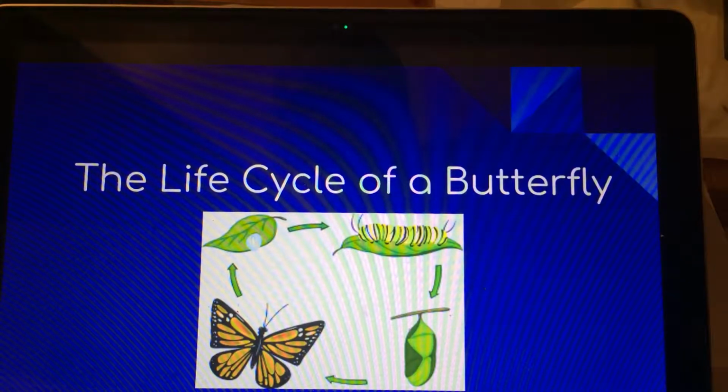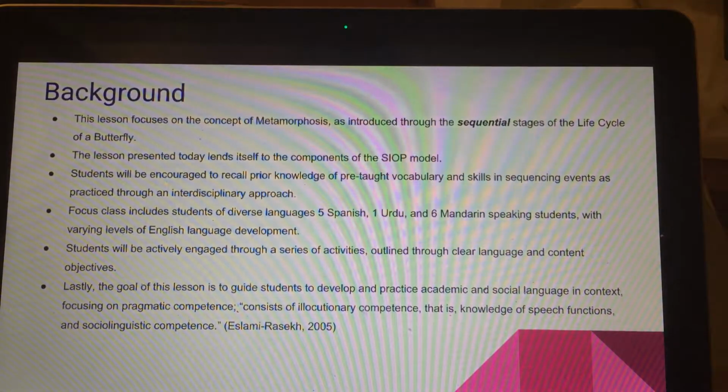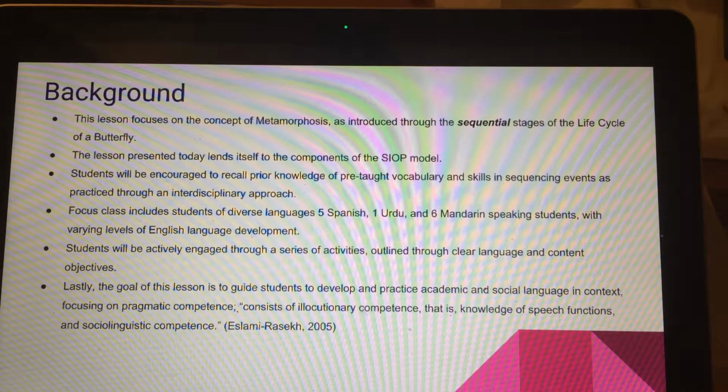The life cycle of a butterfly. This lesson focuses on the concept of metamorphosis and is introduced following the sequential stages of the life cycle of a butterfly, and will follow the components of the SIOP model.